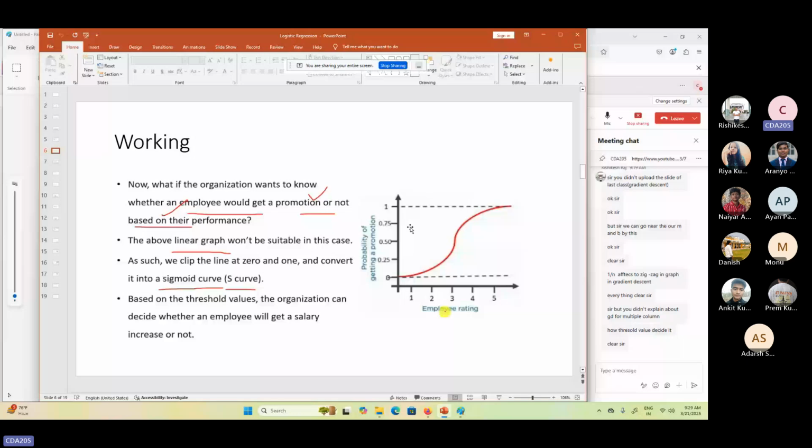So here, we have fixed one threshold value. If we see that more employees are coming above the threshold value, we can increase it also. So in this problem, the threshold value is 0.50.